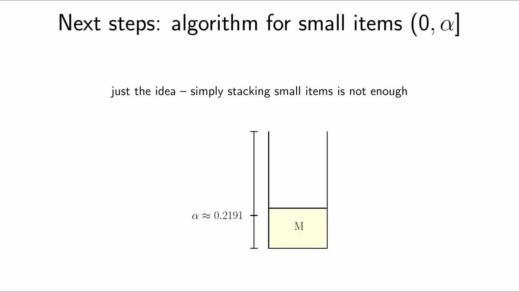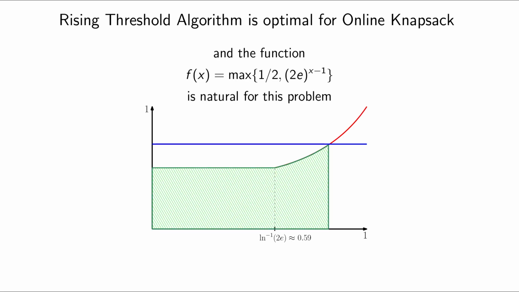To this end, we stack them until they reach alpha and then merge them into a medium item. Note that this merged item is not exactly equivalent to an incoming medium item. For example, we cannot assign it to any knapsack, and it must reside in the knapsack where it was merged. I just barely scratched the surface. To see the details, I recommend you to read the paper.